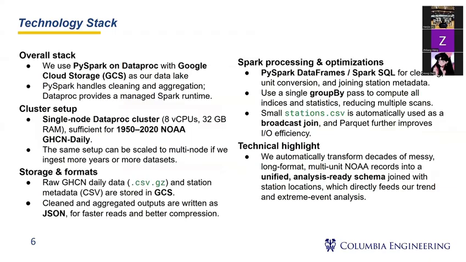Our stack is PySpark on Dataproc with GCS as the data lake. Dataproc gives us a managed Spark environment. We use a single node cluster with 8 CPUs and 32 gigabytes of RAM, which is enough for our 1950 to 2020 workload. If we ingest more years or more datasets, the same design can scale to a multi-node cluster. For storage, we keep raw data as CSV gz, and we write clean data to JSON for faster downstream processing.